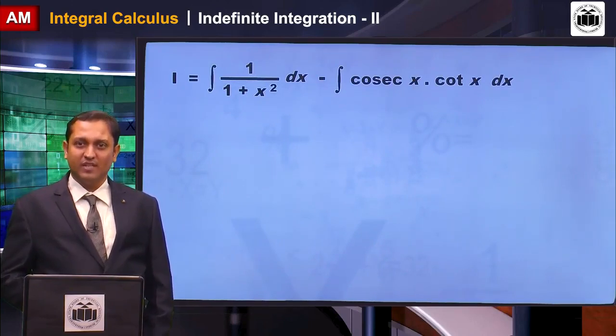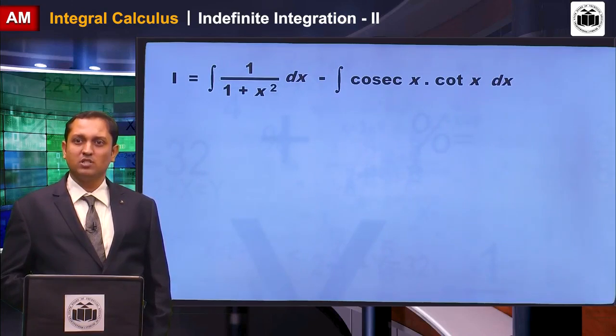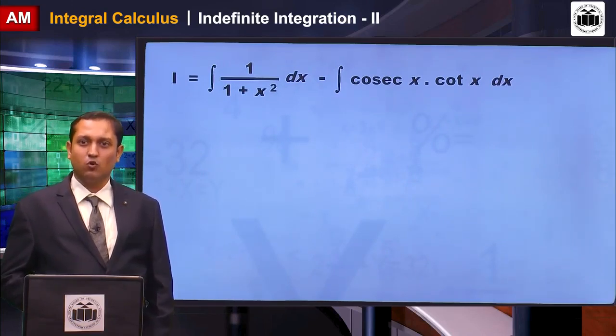The first part remains the same, integral 1 upon 1 plus x square dx minus. Now you can see cos upon sin is nothing but cot x. So instead of cos upon sin, we have written cot x, and 1 upon sin is cosec x. So we get integral cosec x cot x dx.